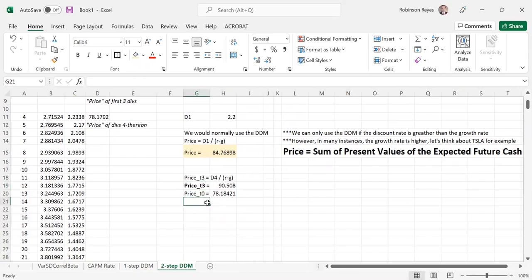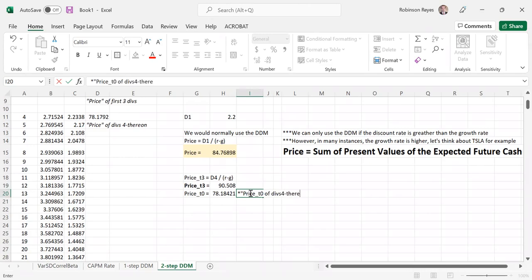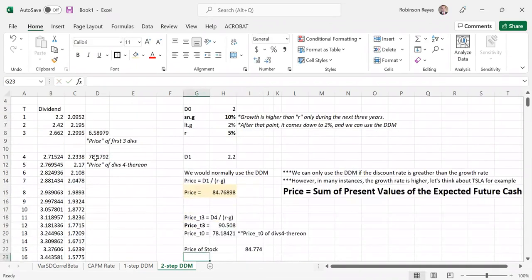Okay, so finally, what we do is this is the price, and let's keep in mind this is the price today, T0, of dividends 4 and thereon. So now we do have to add, so the total price of the stock will be this price plus the price of the first 3 dividends which we have here. And we end up with the same price we had in this long approach.